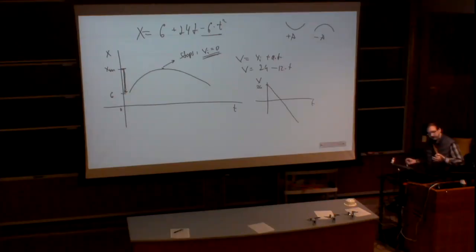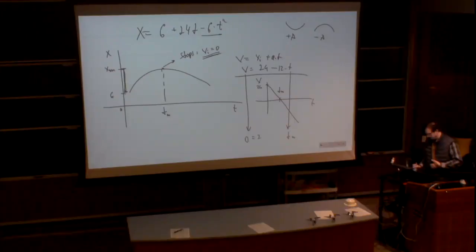This is the same instant, t middle. How do we find it? Well, we know that at this instant velocity becomes zero. That's what we know. We just have to finish the equation and solve it for that instant. And that instant will be equal to 2 seconds.